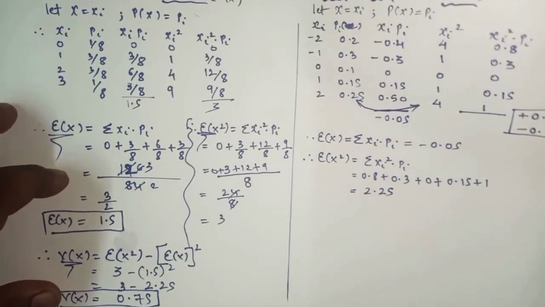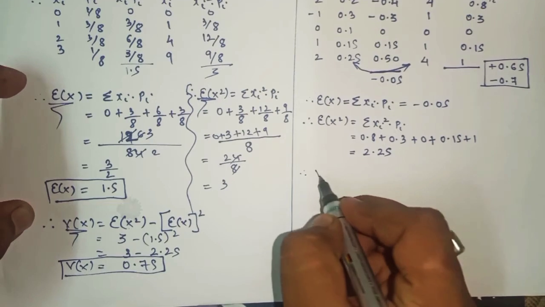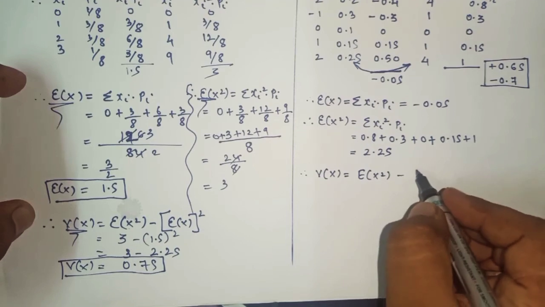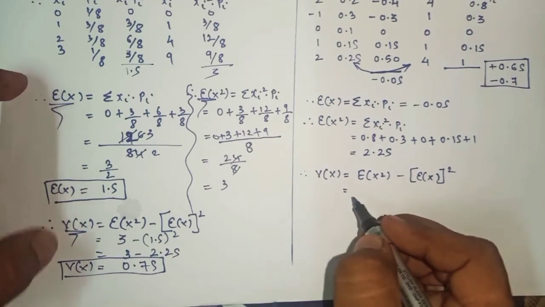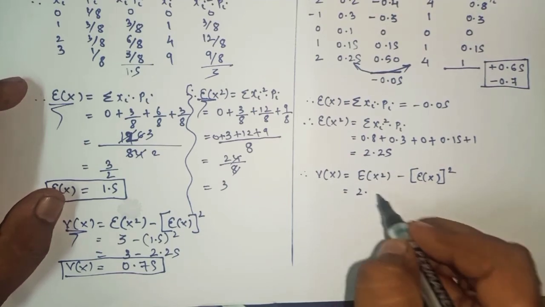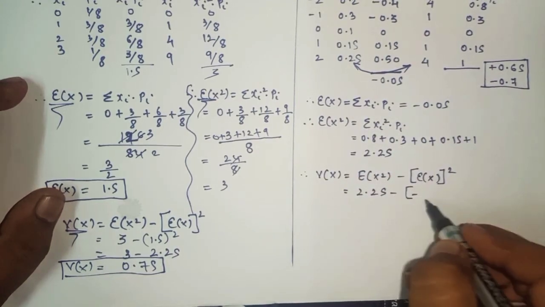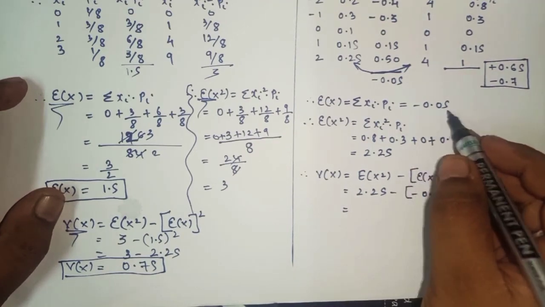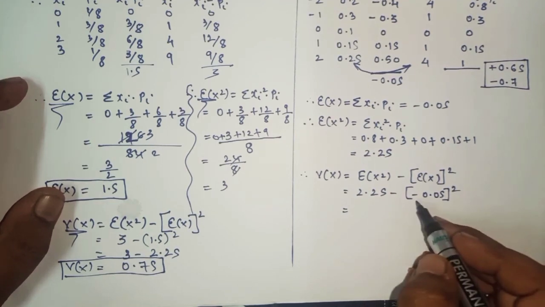Okay, after that we have to find V of x. For V of x, what is the formula? It is E of x square minus E of x the whole square. As what is E of x the whole square? It is 2.25 minus, what is E of x? E of x is minus 0.05, the whole square. As E of x is minus 0.05, so you will write minus 0.05, and here we have square, so we'll find the square of this number.